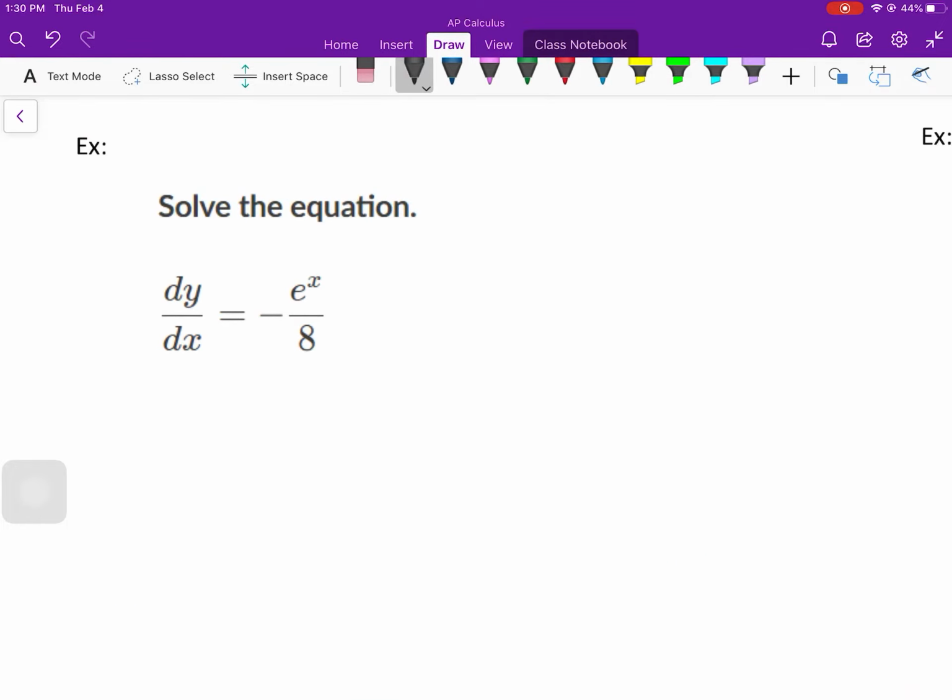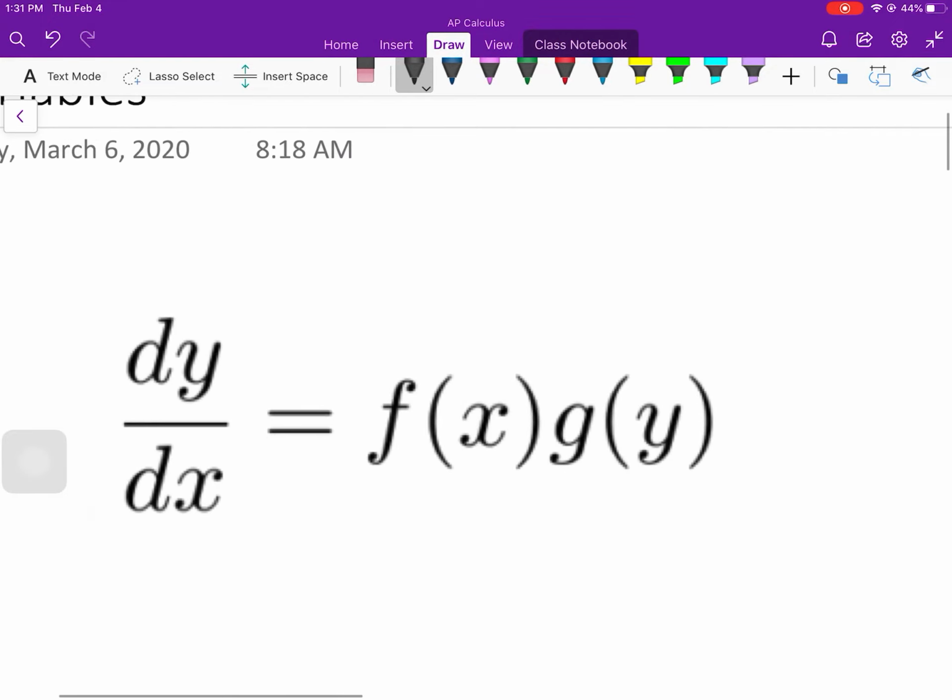So it's separation of variables. So we'll have dy dx equals negative e to the x over 8. So actually there's no y to move over to the left side. So I'm just going to multiply the dx to the other side to get negative e to the x over 8 dx.